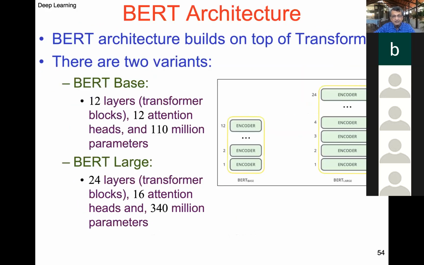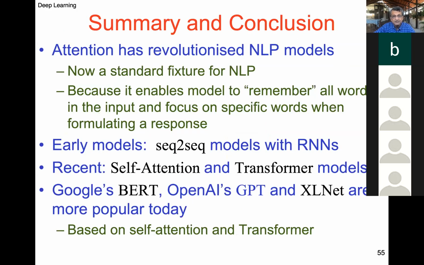Next sentence prediction. And the software available: you have BERT base and BERT large. BERT base has 110 million parameters, 12 attention heads, 12 layers of transformer blocks. BERT large has 24 layers, 16 attention heads, and 340 million parameters.